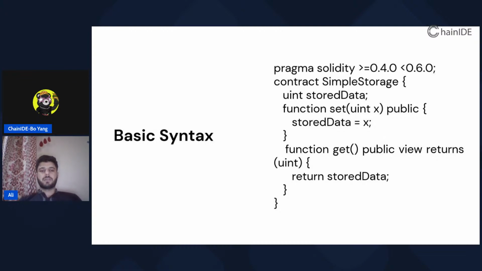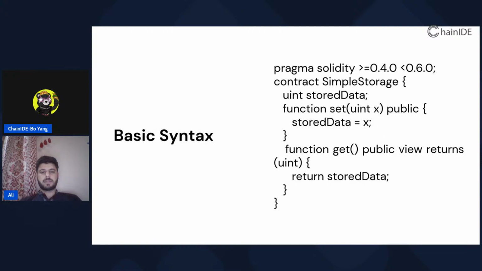The next keyword is contract. As I already described, a contract is like a class, so it has some data and functions inside it. A contract is defined by the keyword contract, and next to it is the contract name. The contract name is SimpleStorage.